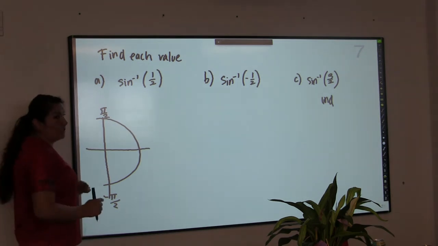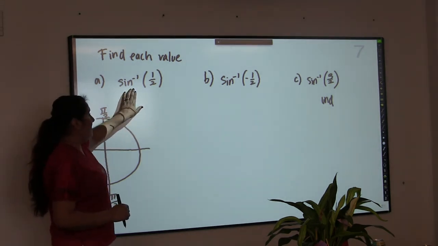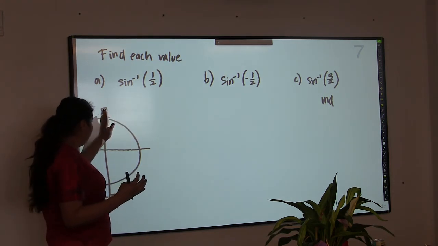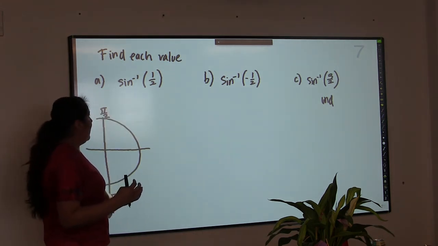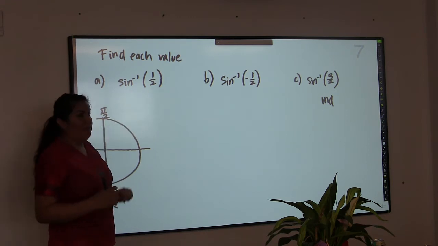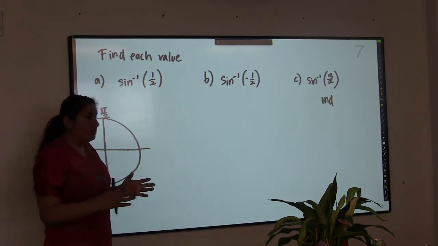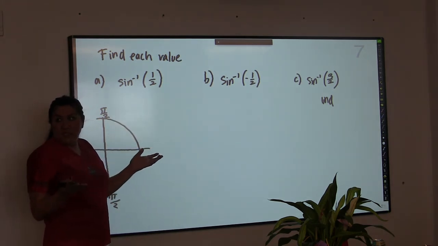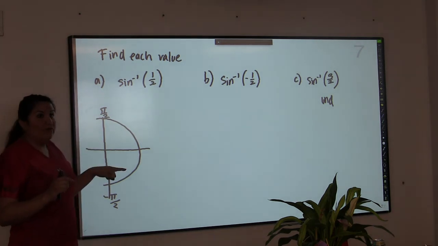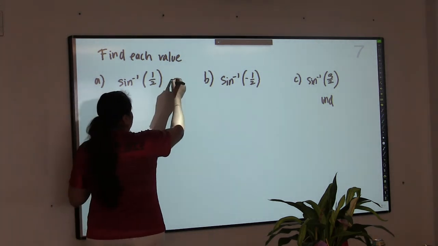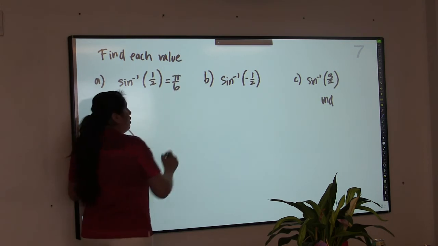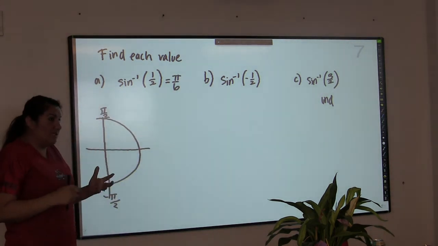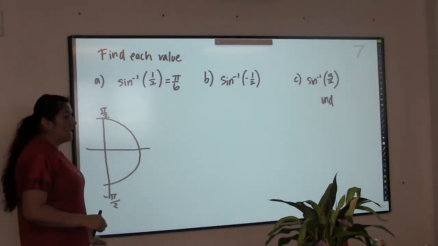So what they're asking you for, if you're thinking about it backwards, is what number between pi/2 and negative pi/2 has a sine value of 1/2? If you go to your unit circle and look at that, which angle measure has a sine of 1/2? It's pi/6. So the answer here is pi/6. It's not hard, but it does require you to think backwards a little bit, and that sometimes takes some getting used to. But that's all it's asking you for.